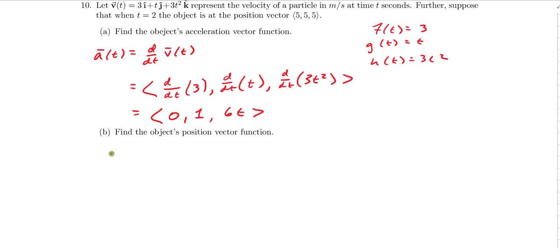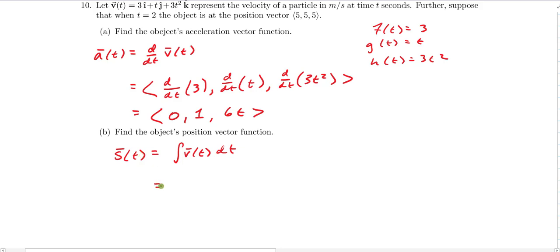And so let's represent that as s of t. So we'll say that s of t is equal to the antiderivative of the velocity function. And that relationship between position and velocity comes from the knowledge that we've already gained from Calc 1.